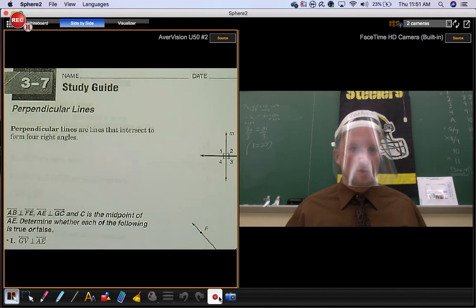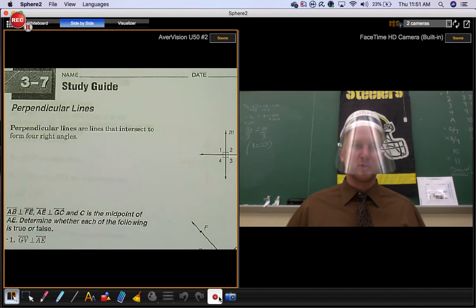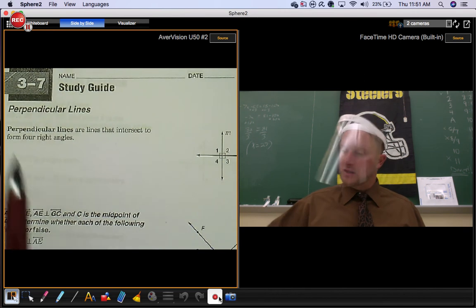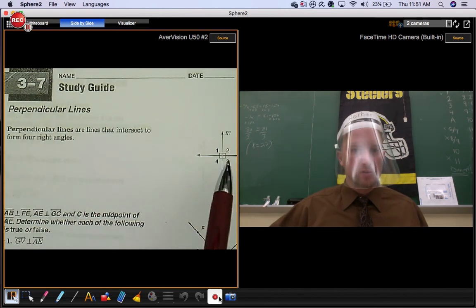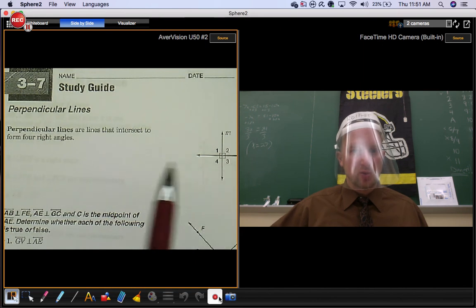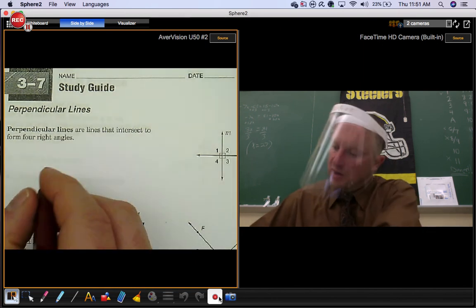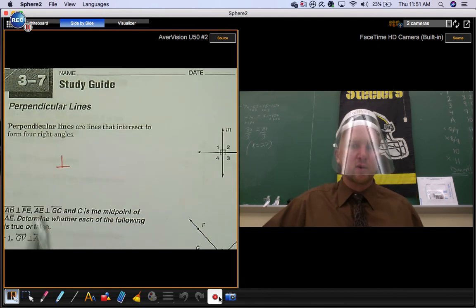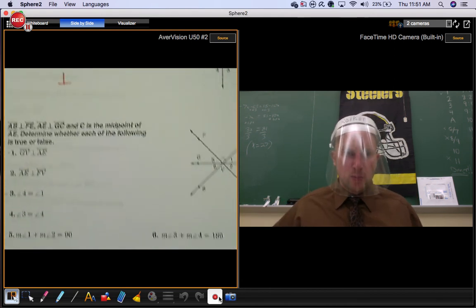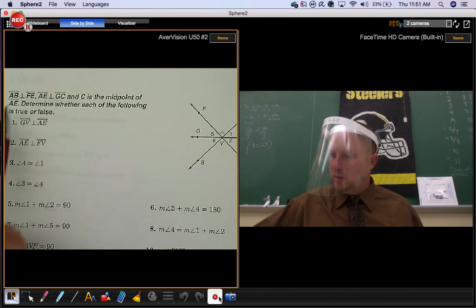This is the study guide for section 3.7. It's on perpendicular lines. They tell you that perpendicular lines intersect to form four right angles. So here's what it looks like when they're perpendicular. If they're going to tell you they're perpendicular, they might use this symbol instead of writing that word. So that's what they tell you here.